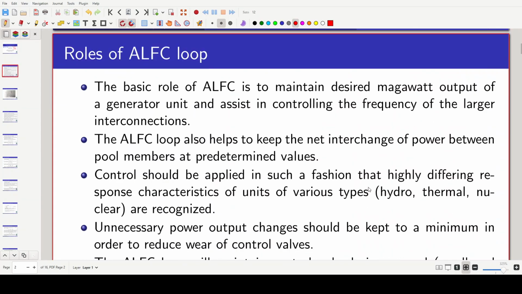Okay, so what are the roles of the ALFC loop? Listen carefully. The basic role of the ALFC is to maintain the desired megawatt output of the generator unit and assist in controlling the frequency of the larger interconnections. The ALFC loop also helps to keep the net interchange of power between the pool members at determined values, that we will see when we see the two area system.